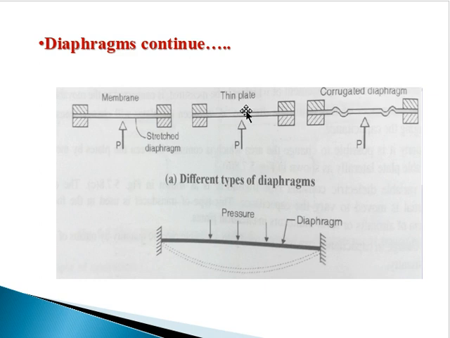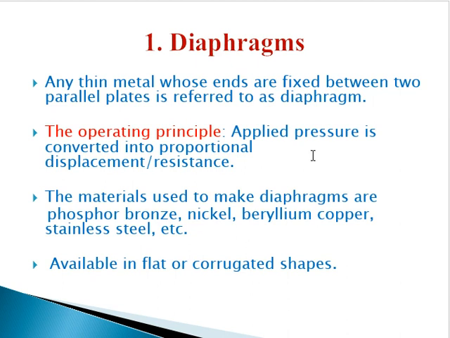After that, we can use either a resistance transducer that we have seen already, or a displacement transducer for the measurement of the pressure. So primarily pressure is converted into displacement or resistance. This is also called the primary transducer, which we have discussed earlier. For final conversion, we require another transducer which is called a secondary transducer. The applied pressure is converted into proportional displacement or resistance.